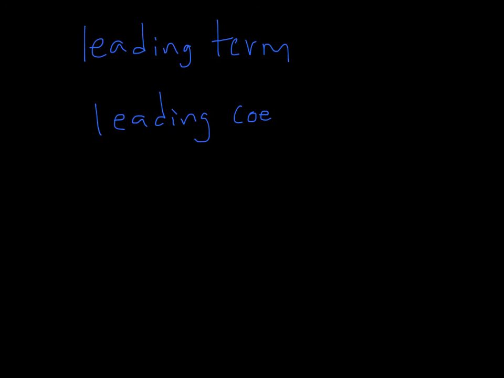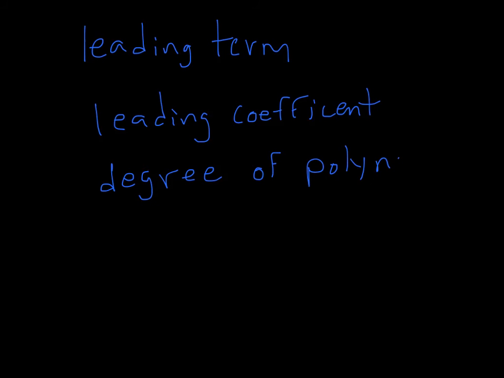So we have a couple of vocabulary terms that go with polynomials. One is called the leading term. That's the term with the highest power of x, or whatever variable it's using. So that's the leading term. And then there's the leading coefficient, which is just the coefficient of the variable on that first term, and the degree of the polynomial. And that's the largest power of the variable of the polynomial.